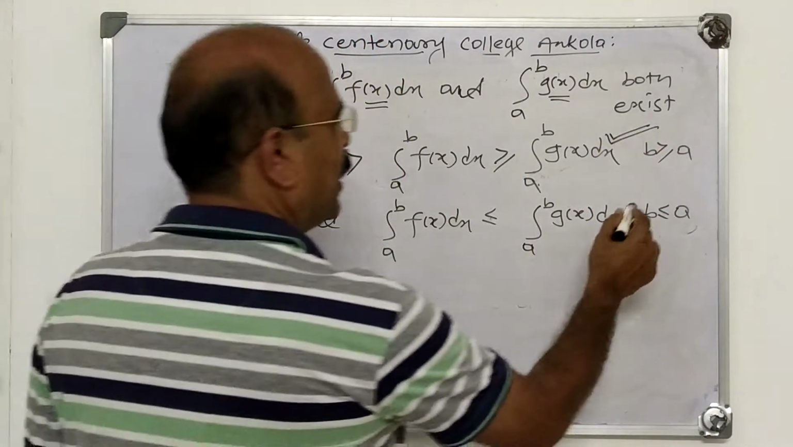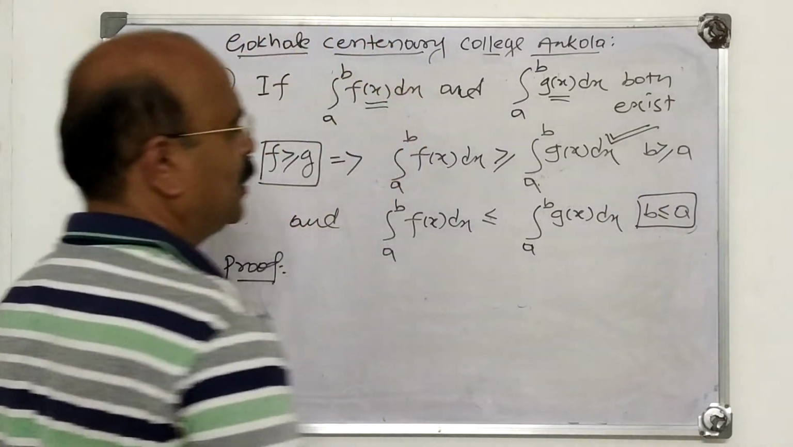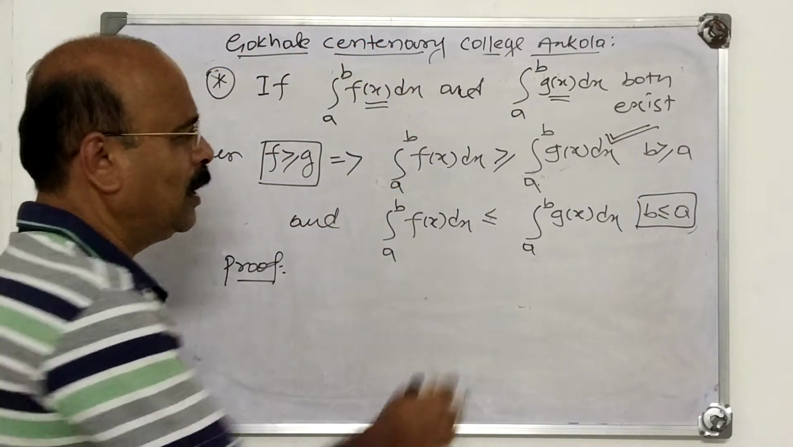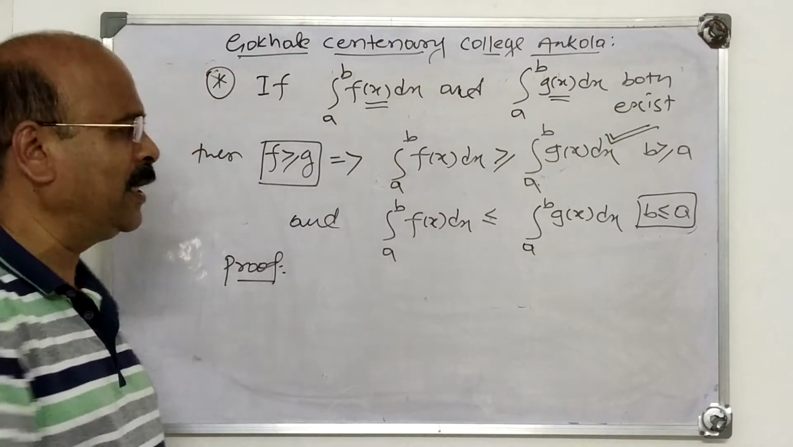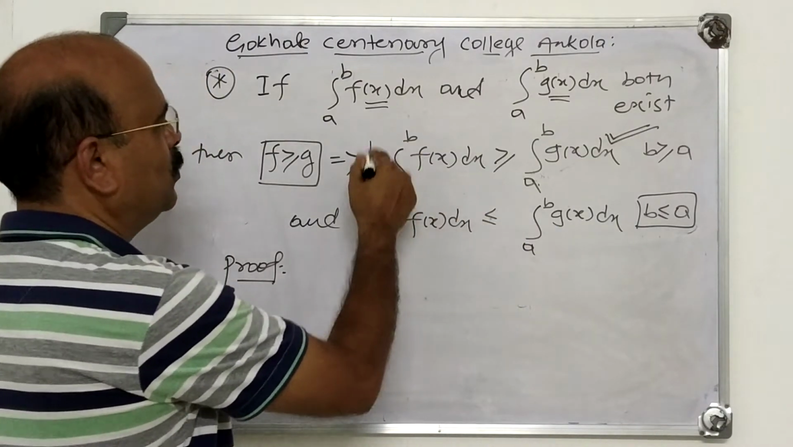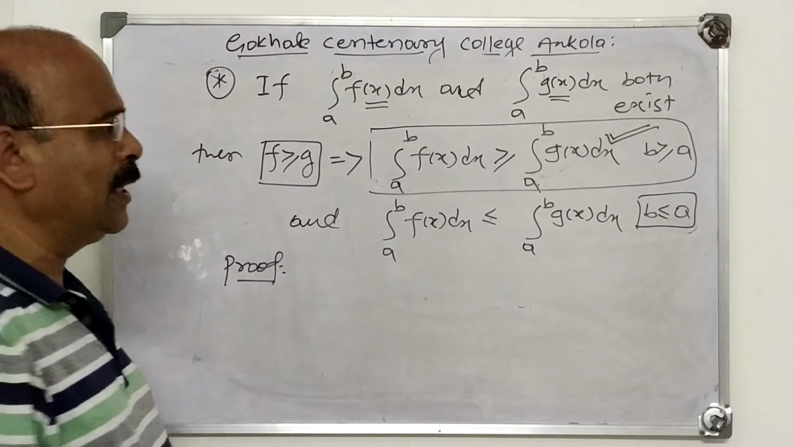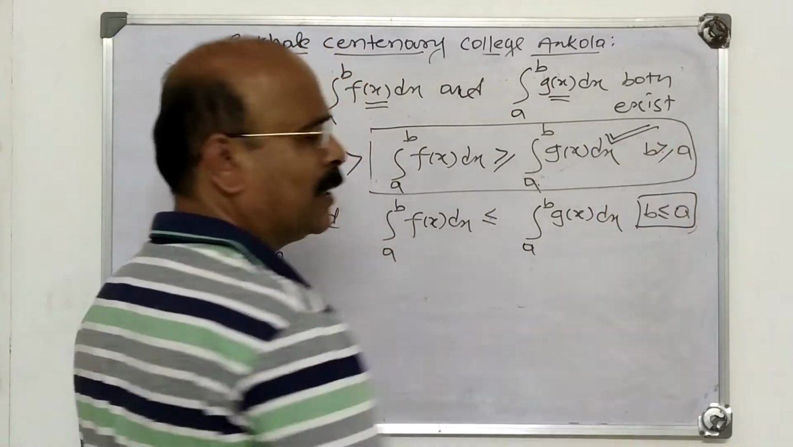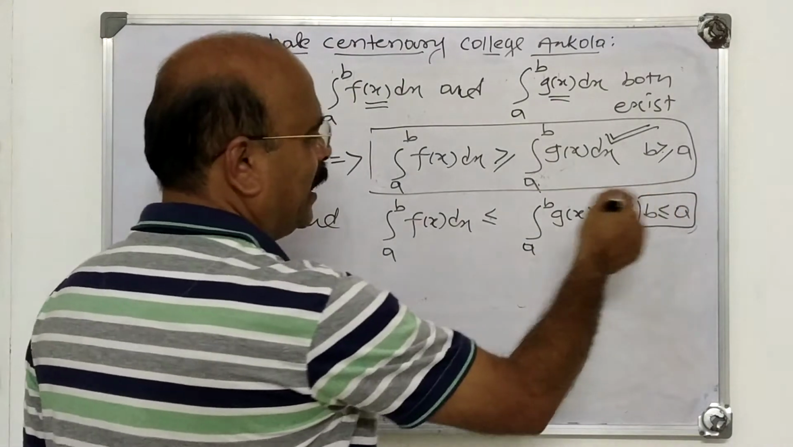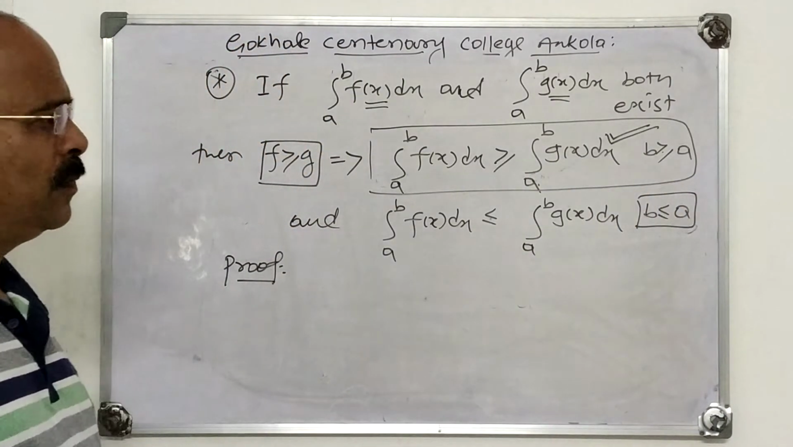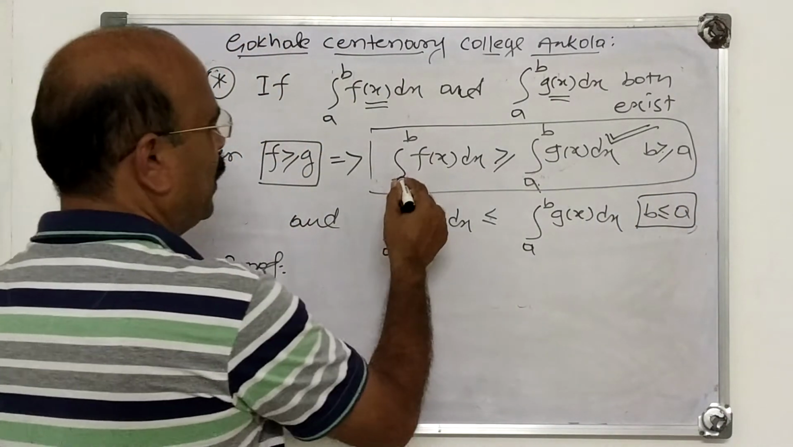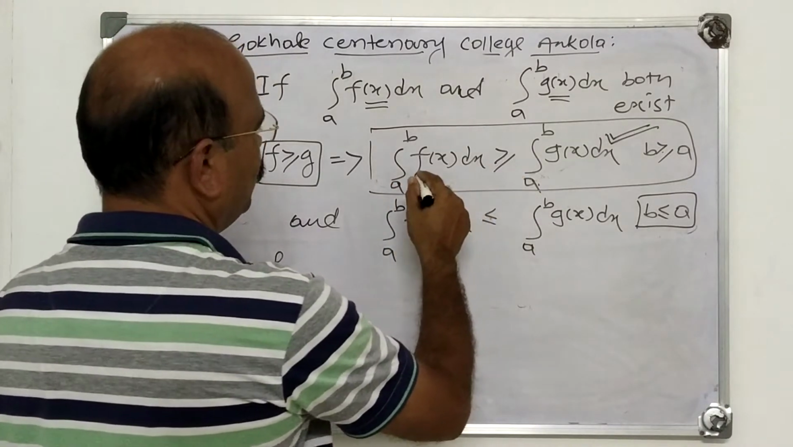Now, when b is less than a, using the definition of integral a to b f(x) dx as minus integral b to a f(x) dx, we can easily prove the second one. But the proof of this is important, because usually we always take b greater than a. B less than a is a particular case. The first part we prove like this.